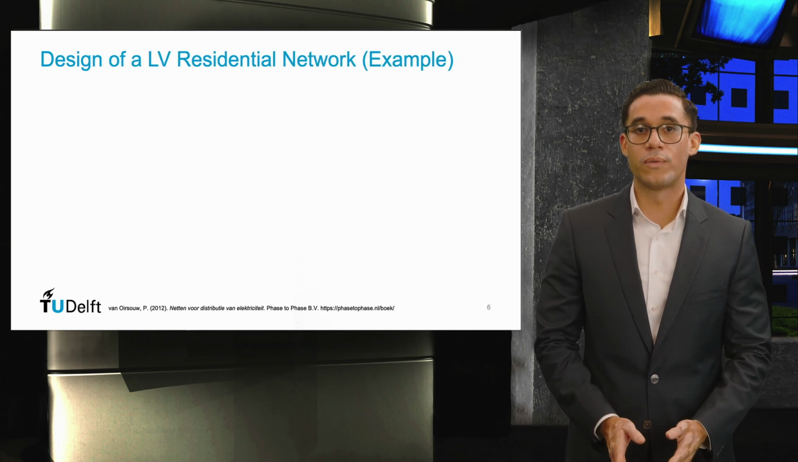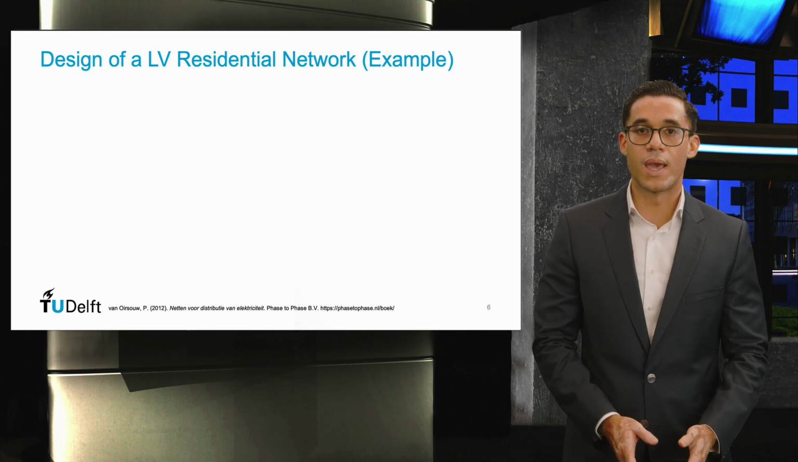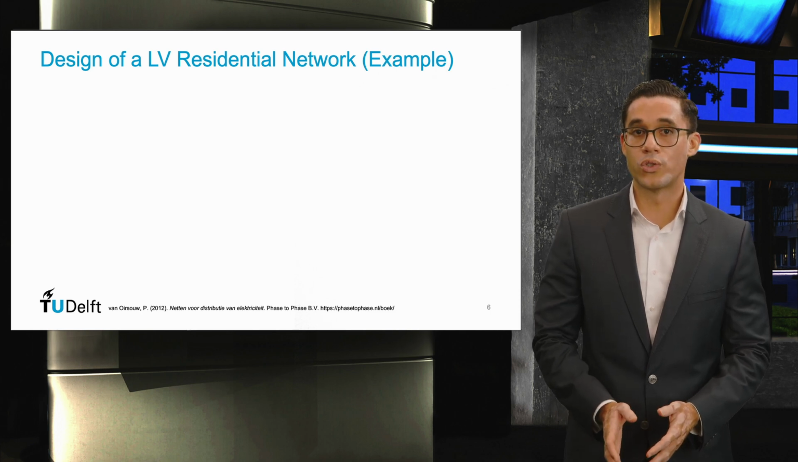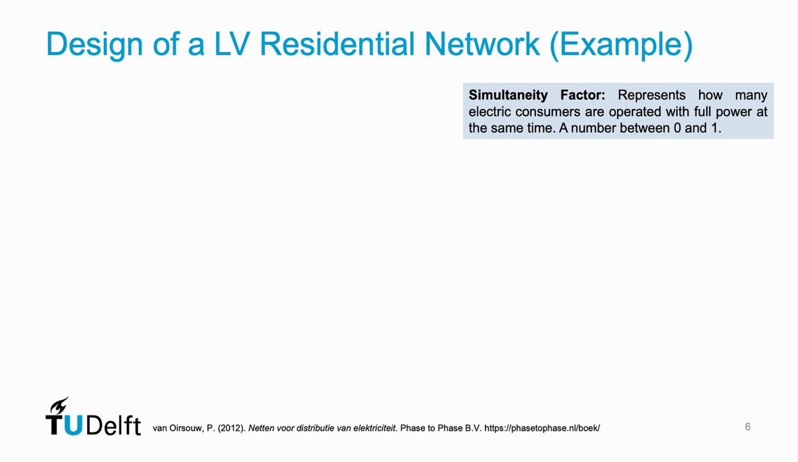Let's see an example of a design of a low-voltage residential network. In this case, we will plan following a worst-case scenario. We will plan for peak demand to ensure reliability. We will also make use of this concept, simultaneity factor. Simultaneity factor is an estimate between 0 and 1 of how many users will demand full power simultaneously.